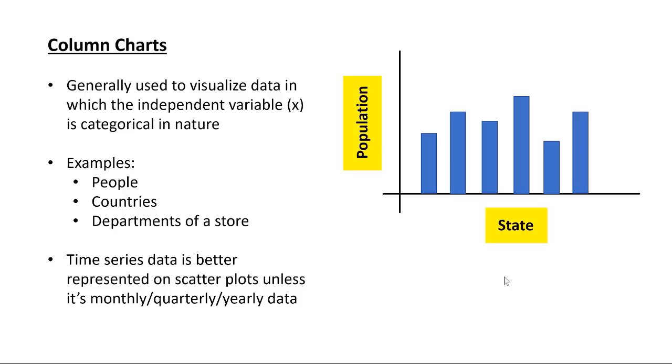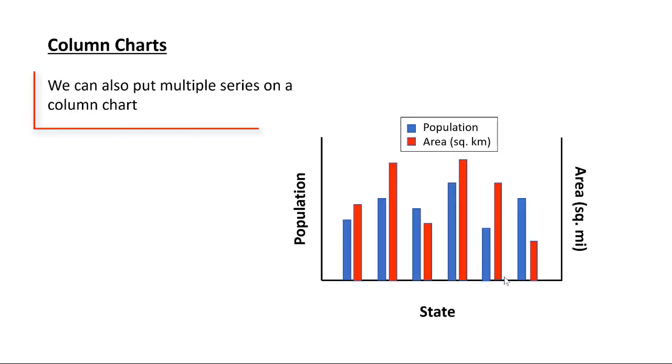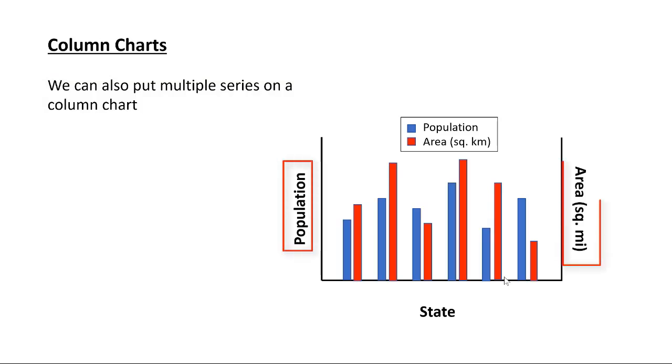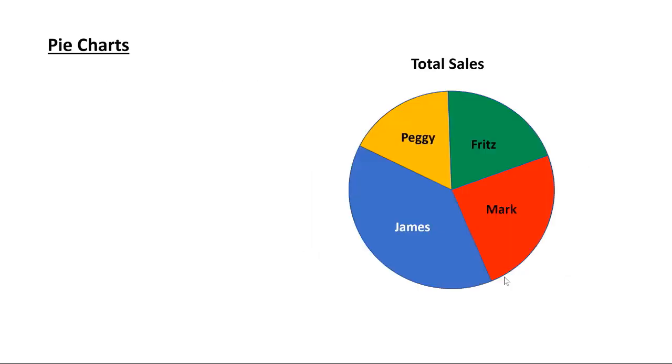An example of where you might want to use a column chart would be if you had a bunch of states and you had their populations. You could easily represent this as a column chart. You can also put multiple series on a column chart. Perhaps you had a state here, but you wanted to add multiple series. We could put population on a primary axis, and on the secondary axis you might have the area in square kilometers.